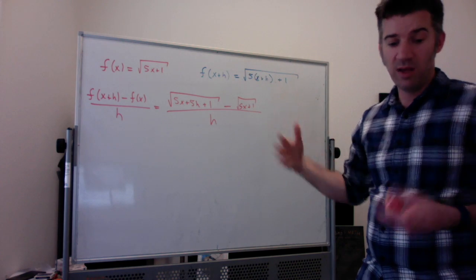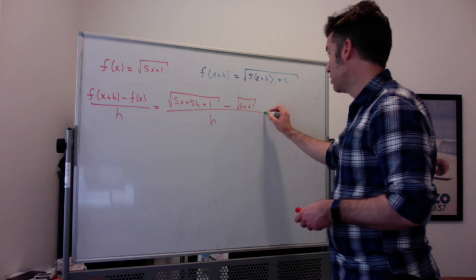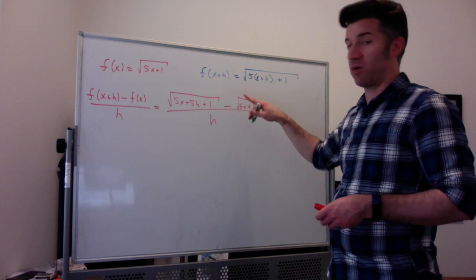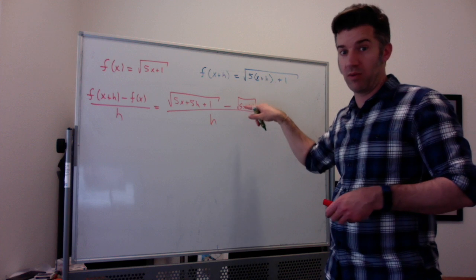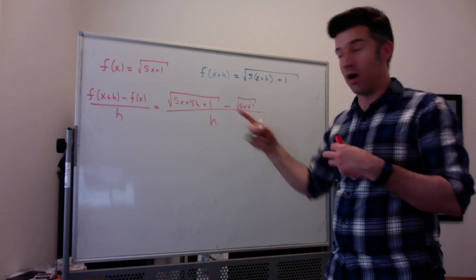Now, when you're trying to simplify a difference quotient like this and you've got a square root minus another square root, the only way you can really attack it is by multiplying by the conjugate. So the conjugate of a square root minus a square root is the same square root plus the square root. Or if it was a plus here, it would be minus.